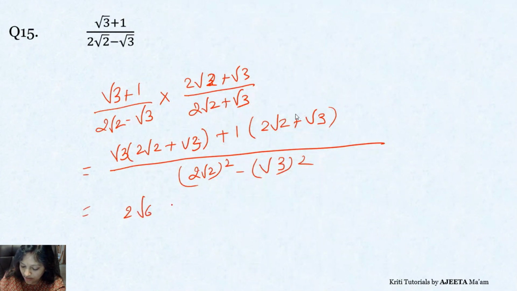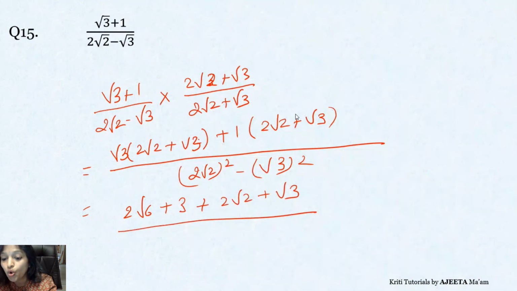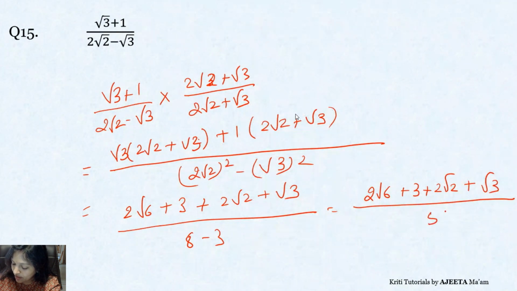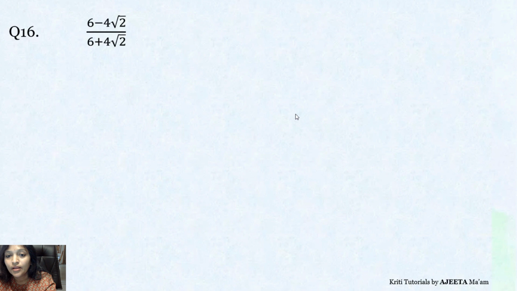Now let's do it: 2 root 6 plus 3 plus 2 root 2 plus root 3. Again there is no like term in the numerator. So 8 minus 3 is 5. So this will be your final answer. No common, no like terms, so we don't have to add anything. Okay, that's it. Now 6 minus 4 root 2 upon 6 plus 4 root 2.